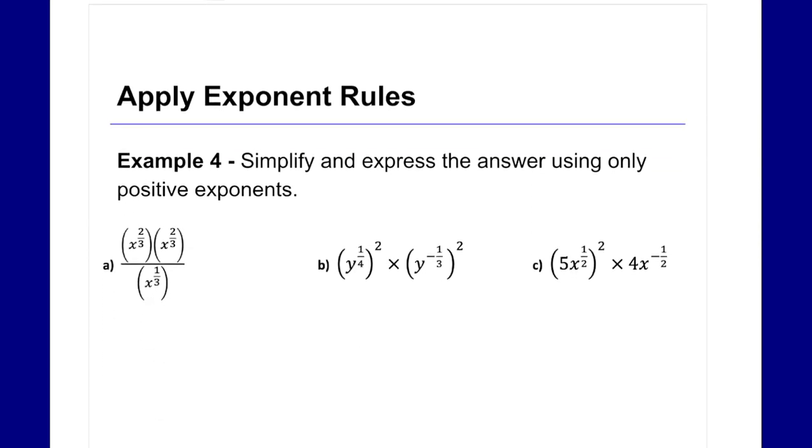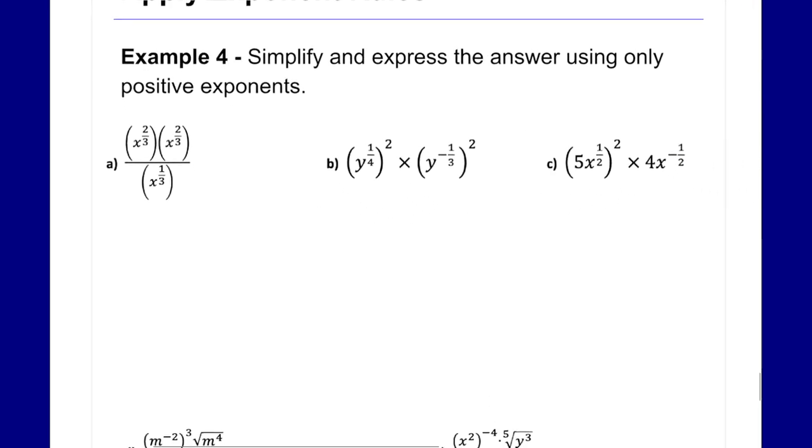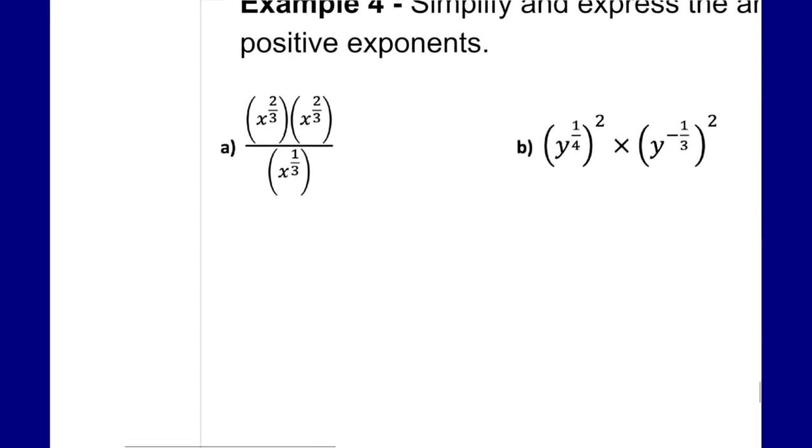Lastly, we're just going to look at simplifying and expressing the answer using only positive exponents. So this is just going to be using our power rules, right? Nothing fancy. Just going to work through them. Just go through a couple and then leave two with you to try on your own. So I'm going to simplify the top. I'm going to add. So I get x to the power of 4/3 over x to the power of 1/3. Dividing powers says we subtract. So we get x to the power of 3/3, or just basically x to the power of 1.